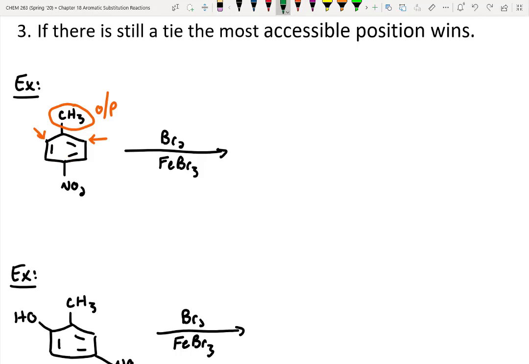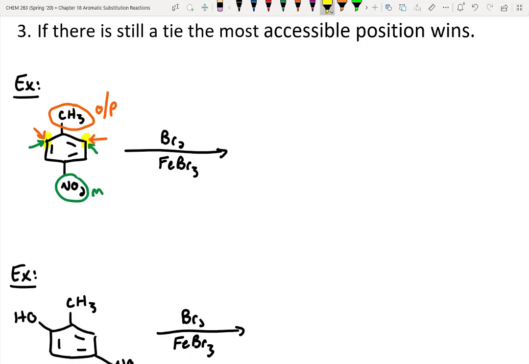All right, so I'll erase that, and then we'll go to the nitro group. Down here, the nitro group is a meta director, and meta to that nitro group would be right here and right here. So when we're determining relative positioning, we're always referencing it to the substituent itself. So for example, meta to the nitro group is where the green arrows are pointed, which is different than meta to that methyl group.